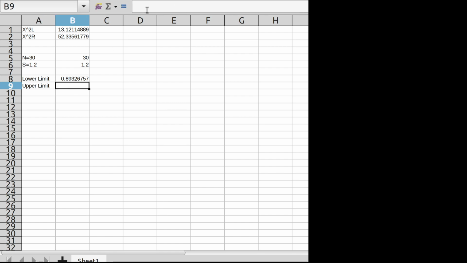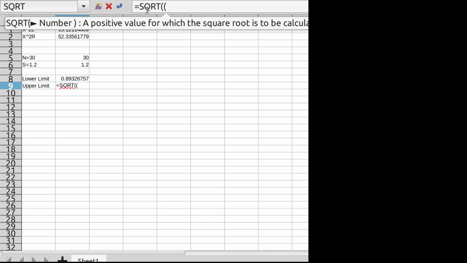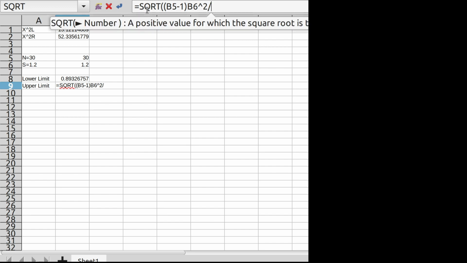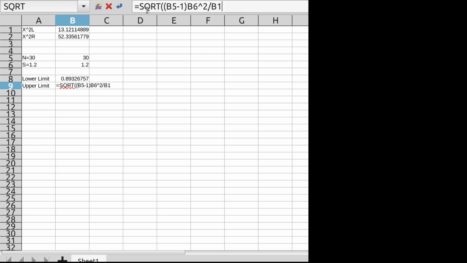Now the upper limit, I'll do the same thing. And so my equation is equal to the square root of n, so that's B5 minus 1 times my standard deviation, which is B6 squared, that's what the up caret does, divided by, and now I want my B1. Whoops, I typoed. Where did I typo? B1, let's see, that number's right, the B6 is right. Did I forget a parenthesis? Ah, I forgot my multiplication sign. Right there. And there we go.